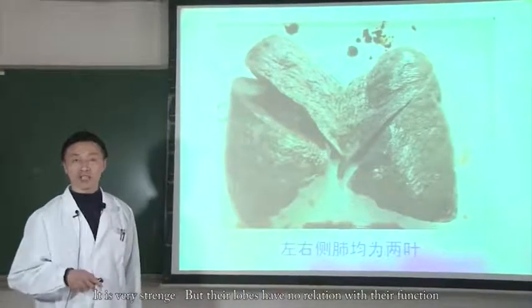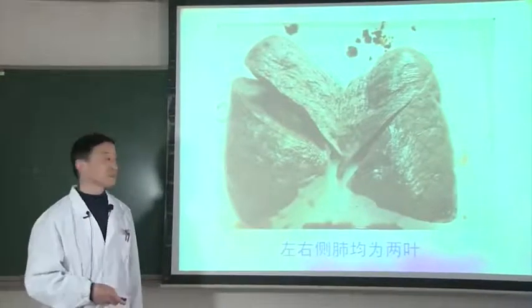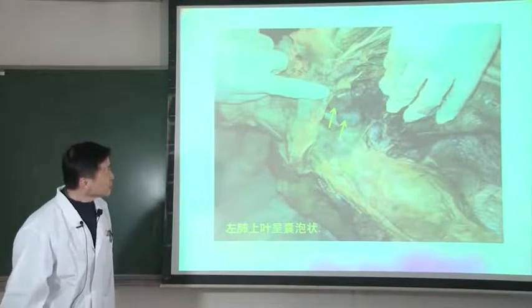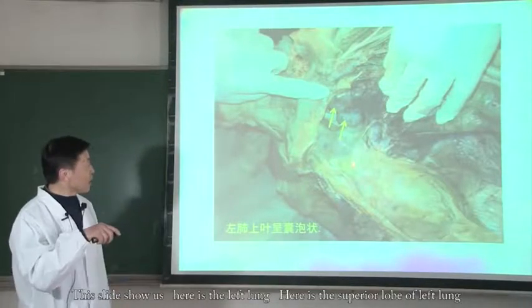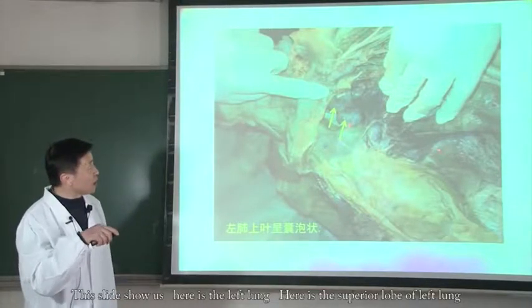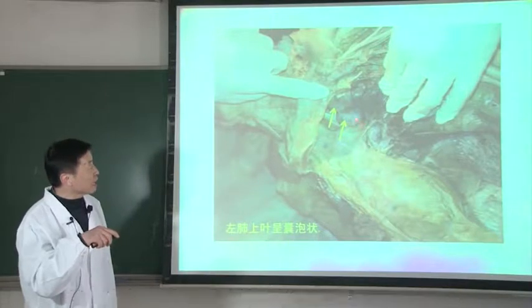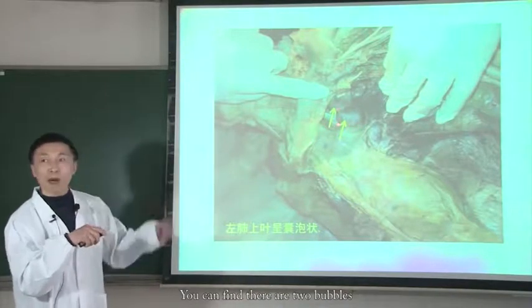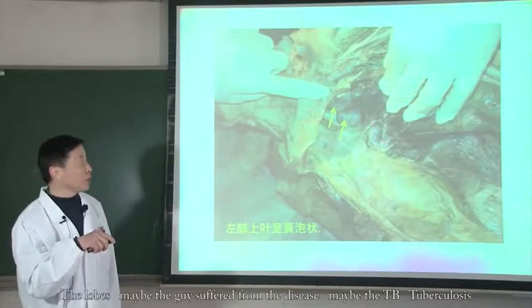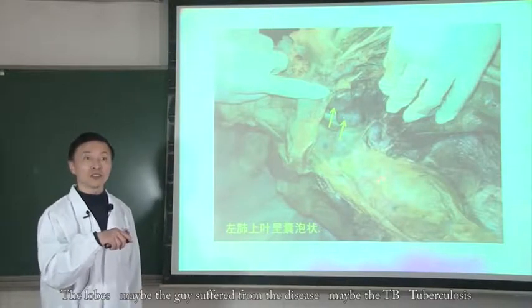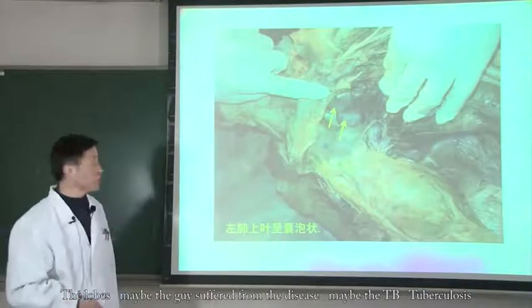Their lobes have a relation with the function. This slide shows us the left lung. Here is the superior lobe of the left lung. You can find the arteries like bubbles. Maybe this person suffered from a disease, maybe TB, tuberculosis.